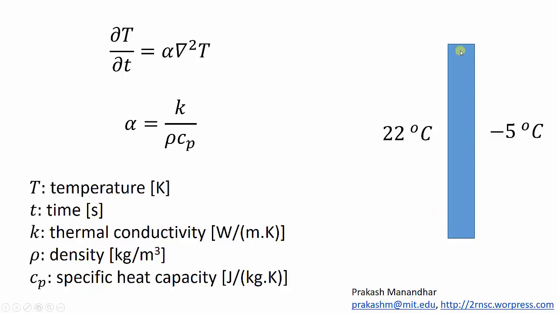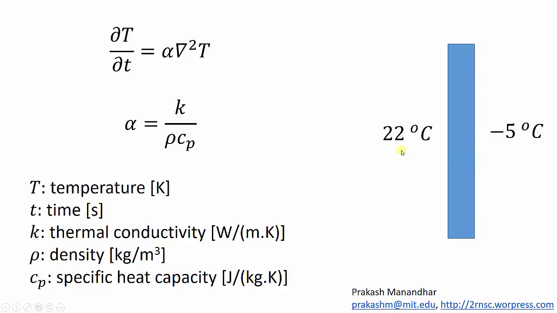So let's say this material is made of glass and it has its thermal conductivity, density, and specific heat capacity as a constant, so it is a homogeneous material. And the boundary condition on this side of the wall, or this side of the glass, is a warm 22 degrees Celsius, and on the other side, similarly, it's a constant temperature boundary condition of -5 degrees Celsius.